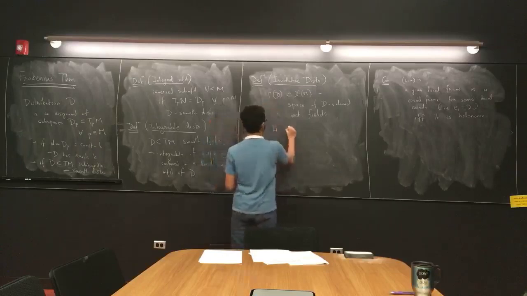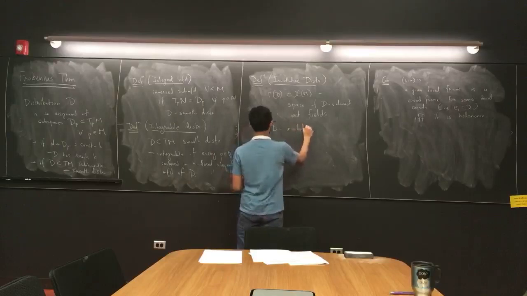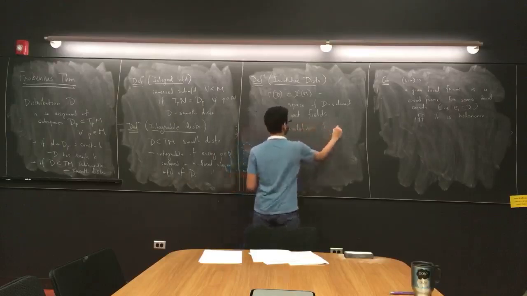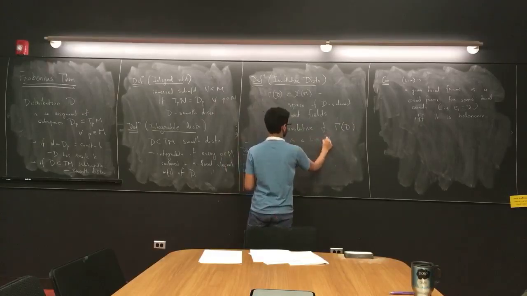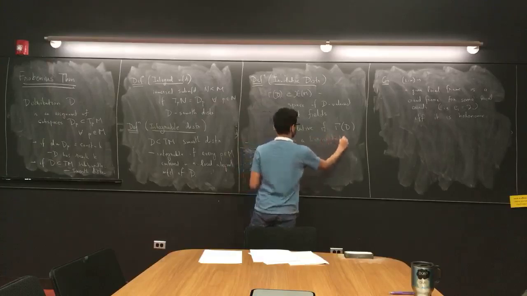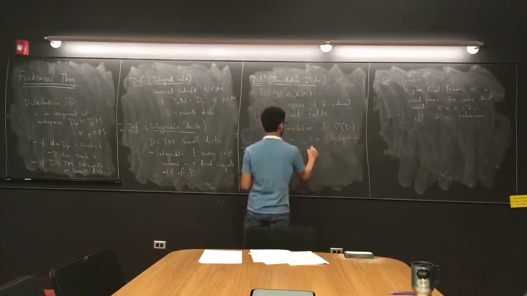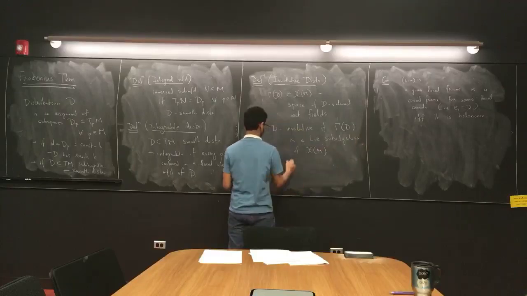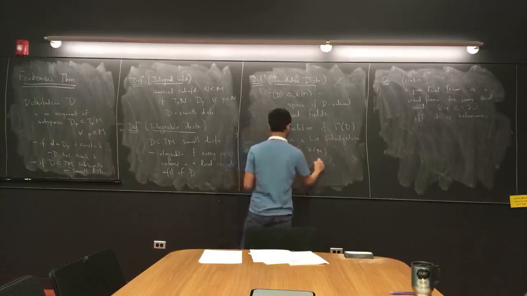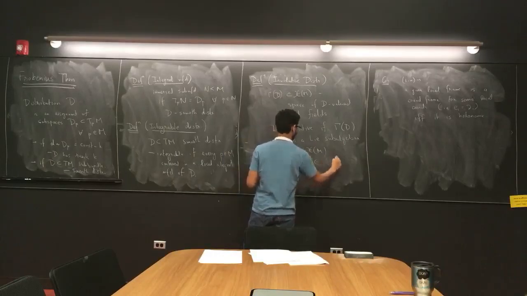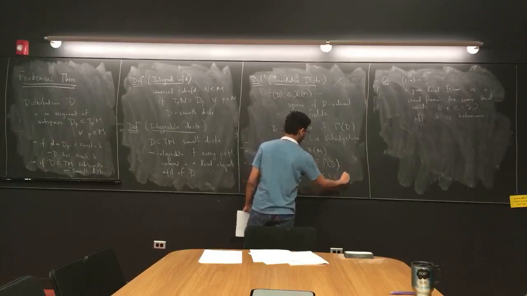Then D is involutive if Γ(D) is a Lie subalgebra of 𝔛(M). That is, [X, Y] is in Γ(D) for all X and Y in Γ(D).